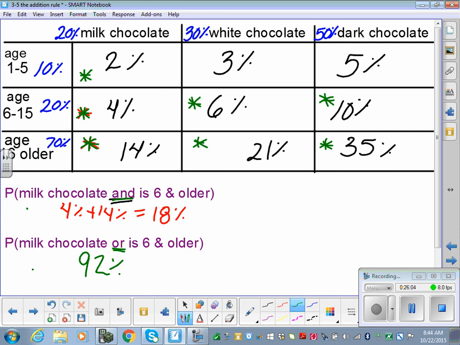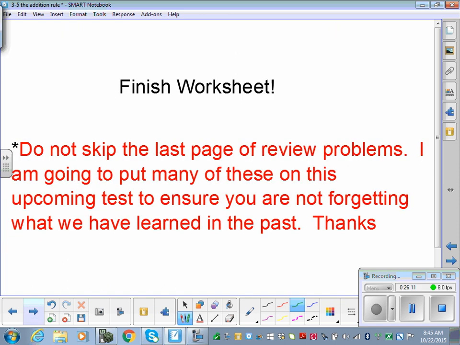All right, no questions at all. Okay, then you should be able to finish the worksheet. I want you working till the end of the hour. Do not skip the last page of review problems. I'm going to put some of these on the test to ensure that we're not forgetting old stuff we've learned. So make sure you're practicing them.